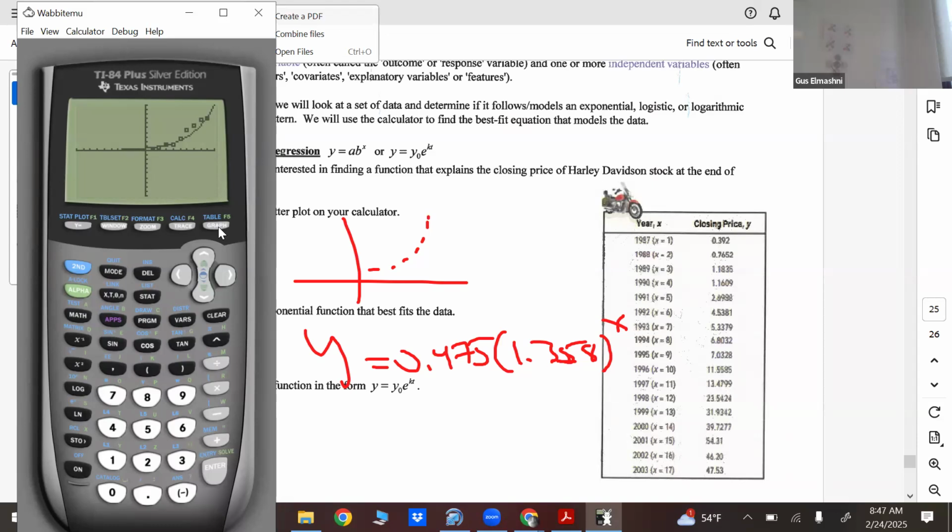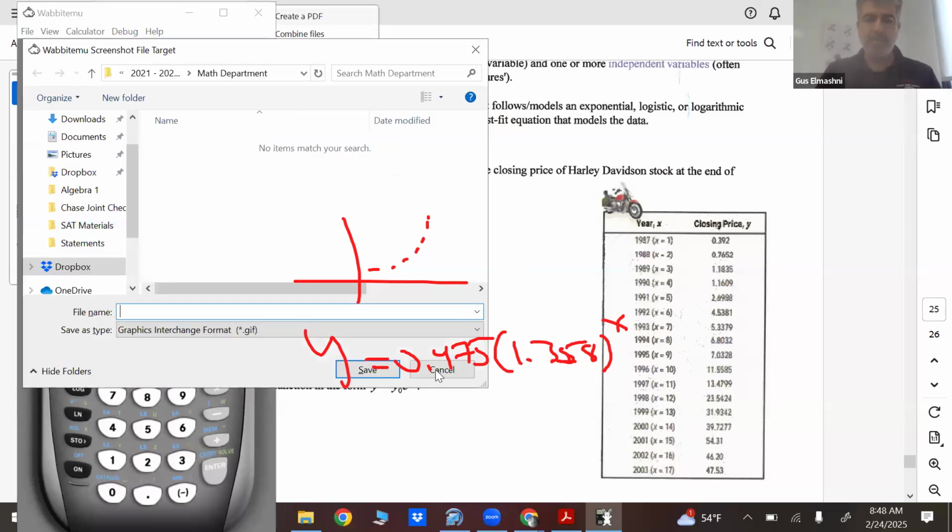So we need to change the window. So go to window. Now, we started what year? 1, right? So let's put 0 and let's put 20 for X max. The stock price, I'll put 0 and it goes up to $54. I'll go $60. Okay. I'll make the scale 10. It's up to you how you want to do the scale. Actually, I'll do the scale as 5. It's probably a little better. Oh, why did I do the back key? Hold on.